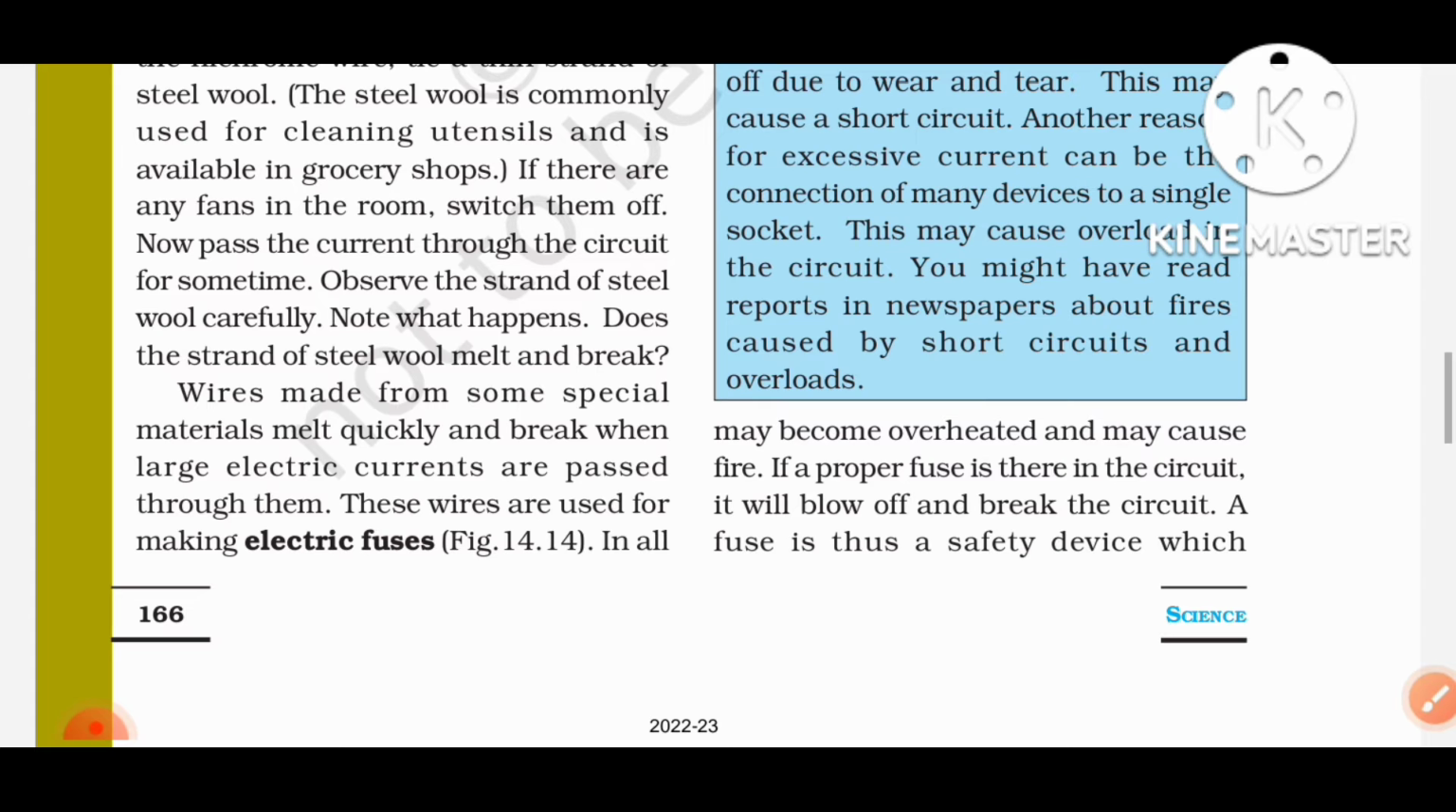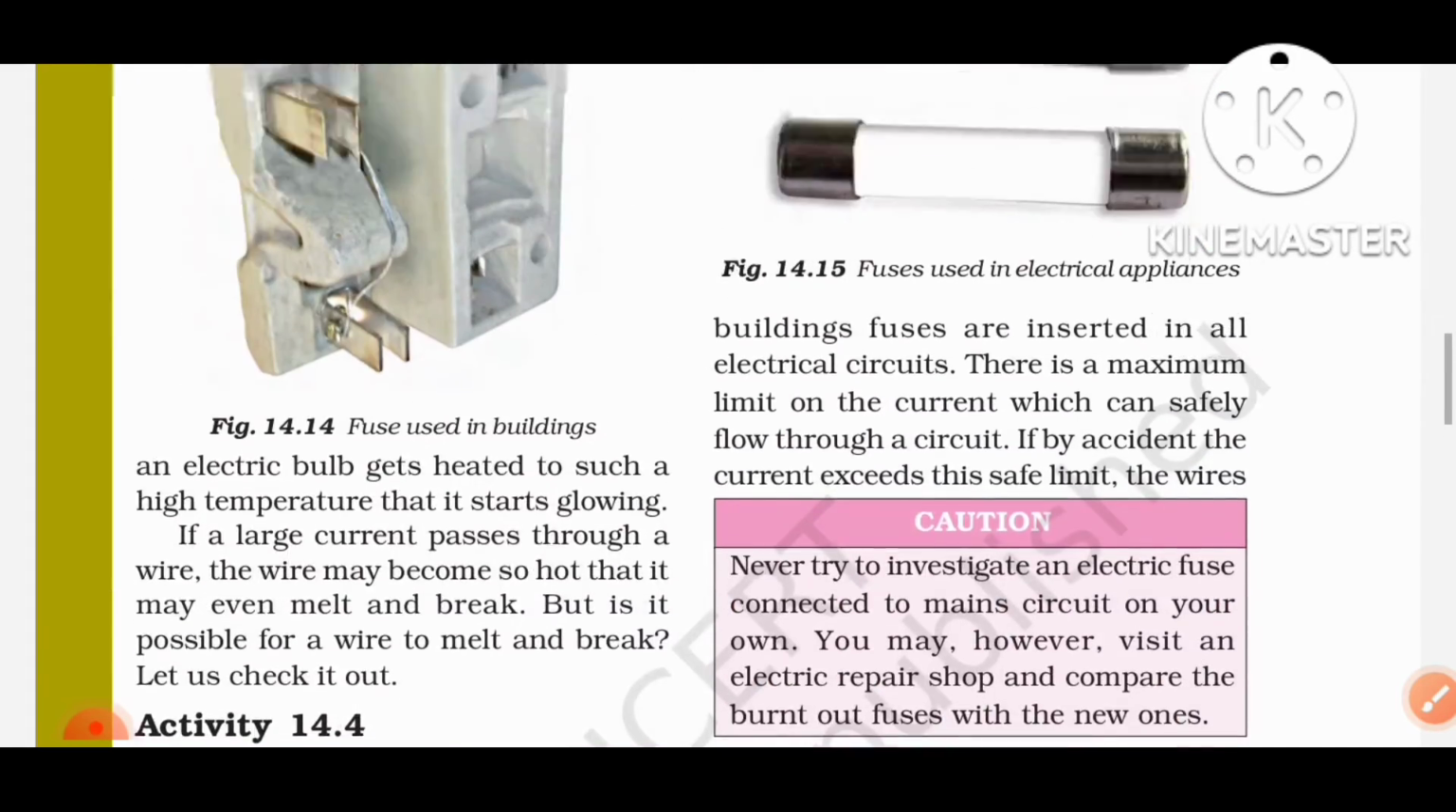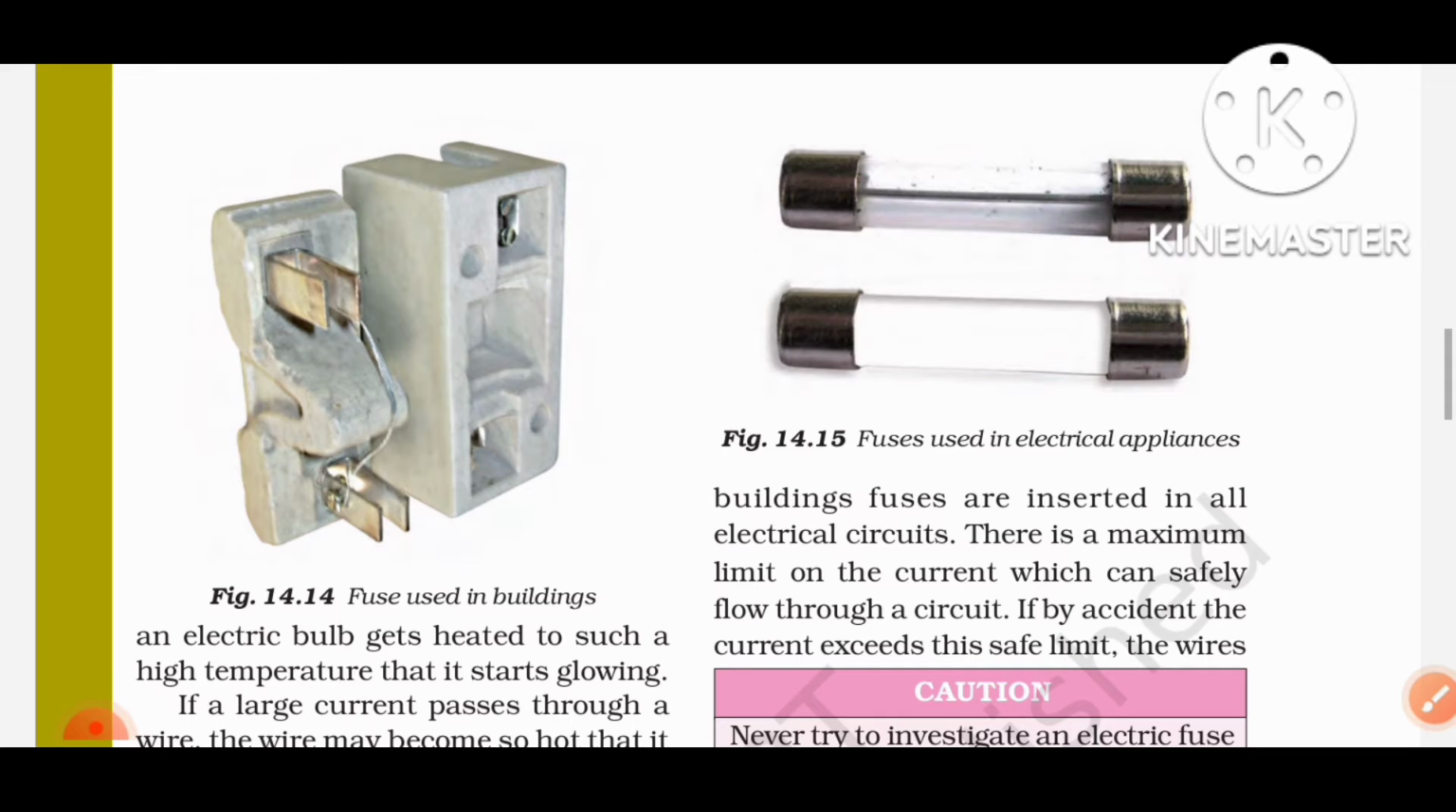Wires made from some special materials melt quickly and break when large electric currents are passed through them. These are used for making electric fuses. Figure 14.14. Fuses are inserted in all electric circuits in buildings.